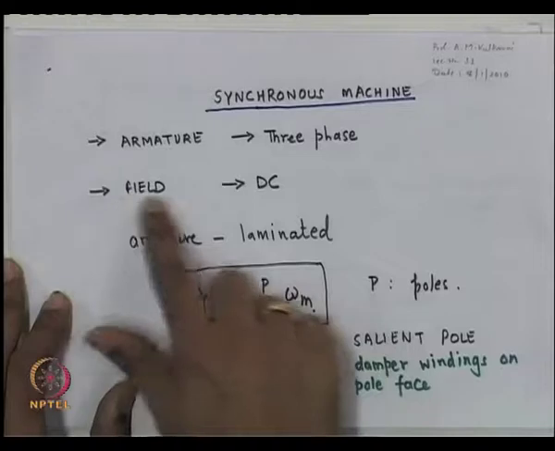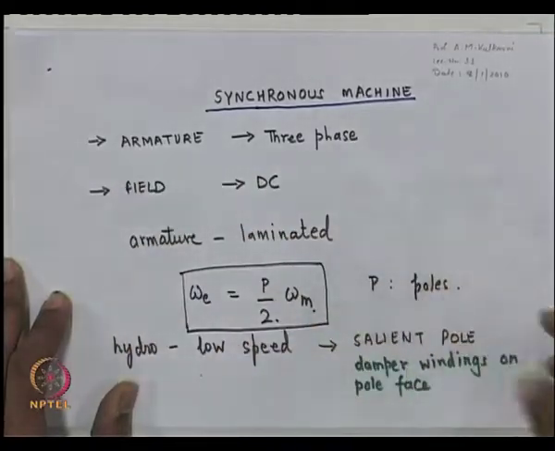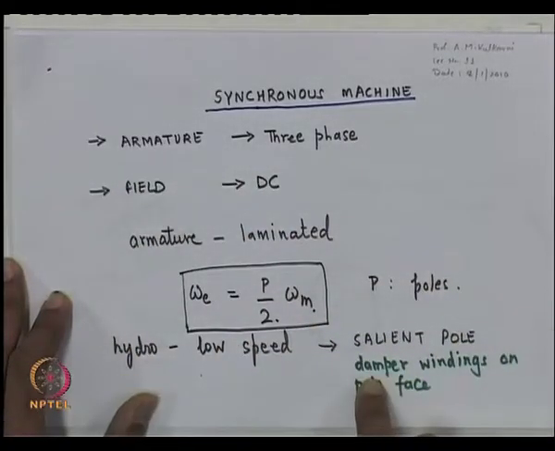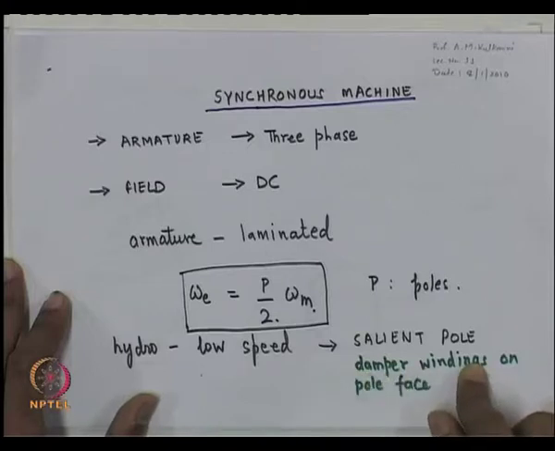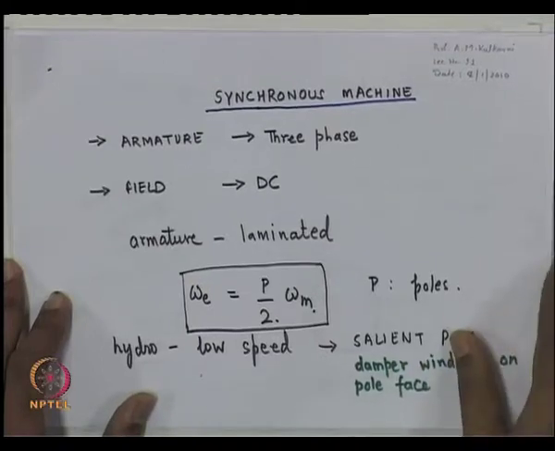Of course, the field winding and the armature winding are housed on a ferromagnetic material, but we also have what are known as damper windings, or basically squirrel cage kind of damper bars on the pole face of salient pole synchronous machines. So, that is usually seen.